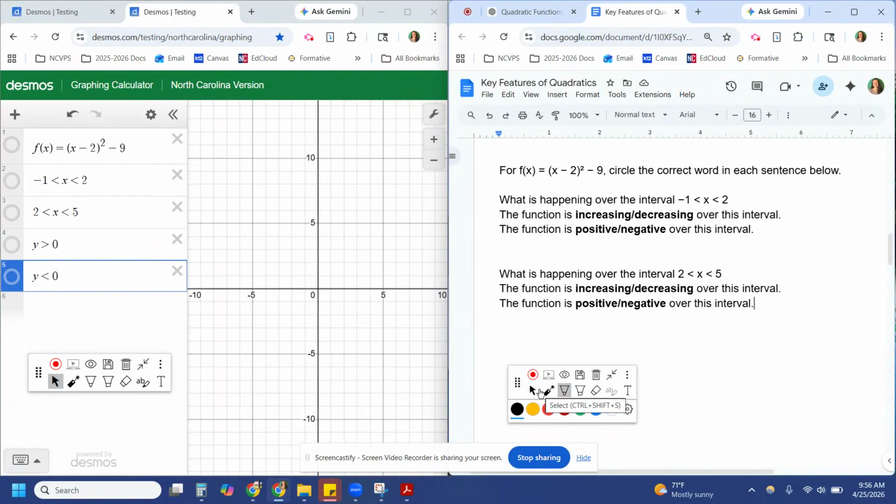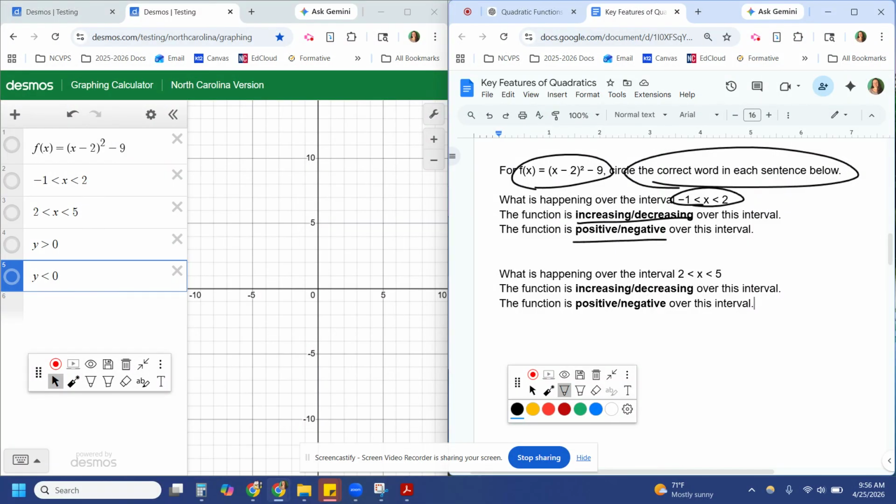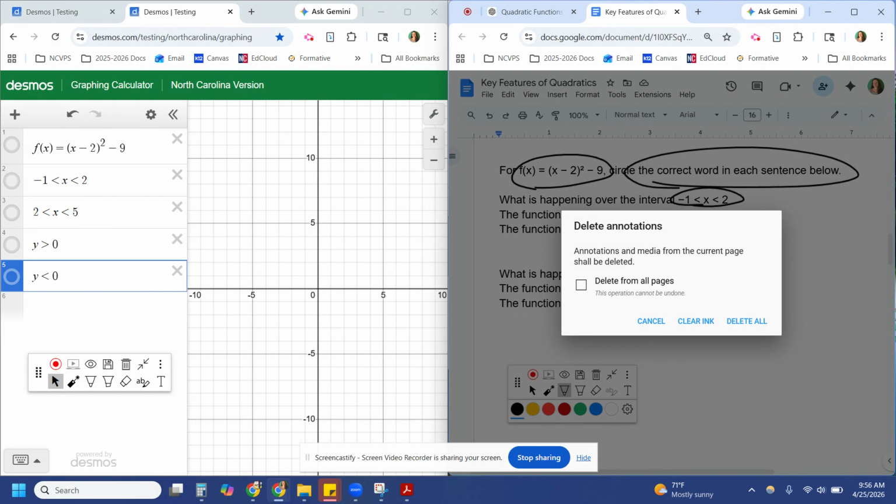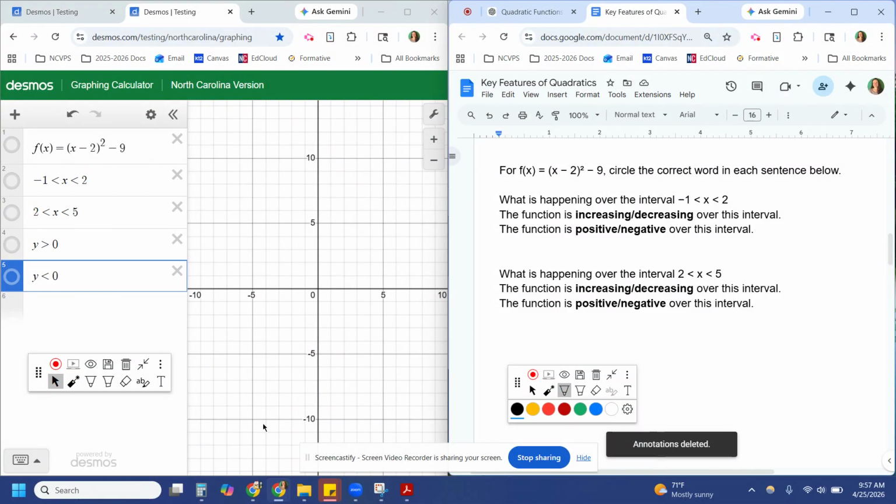Well, hello team. Let's try an example where we analyze a quadratic function and we circle the word in each sentence that corresponds to what the function is doing over the given interval. So the words are increasing, decreasing, or positive, negative. Let's start by graphing our function.